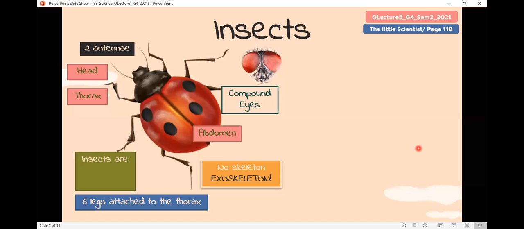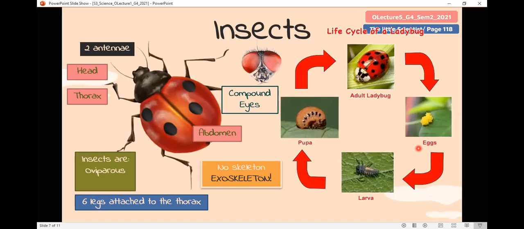Insects are oviparous, since they lay eggs. A larva hatches from the egg. Egg, larva, pupa, adult ladybug. Is the ladybug cold-blooded or warm-blooded? Cold-blooded.